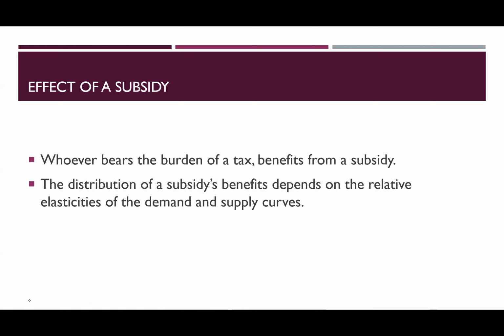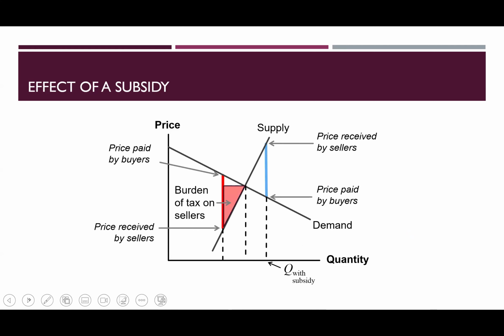So for our subsidy, rather than thinking about who bears the burden like we do for a tax, we think about who is getting most of the benefit from the subsidy. So that subsidy's benefit, the distribution of it, depends on the relative elasticities of our demand and supply curves. So whoever bears the burden of the tax is going to get the benefit of the subsidy. So in our graph here, you can see demand is relatively elastic, where supply is relatively inelastic. So sellers are less willing to walk away from this exchange. And so they are going to bear more of the burden of the tax, but that also means that they get more of the benefit of the subsidy.